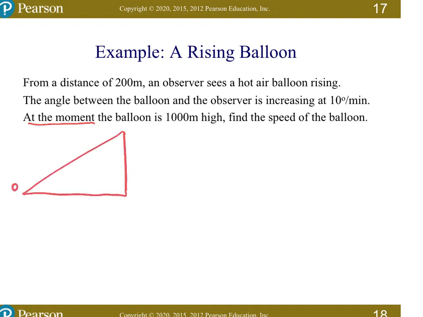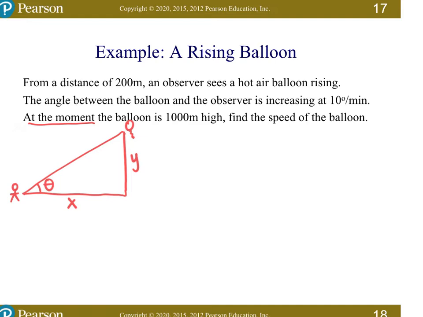All right, so I've got my person over here, 200 meters away, watching the balloon. You know what, I'm not going to use the number 200 yet. I'm going to use x. And watching the balloon up here, I'm going to use y. And they also mentioned the angle, so I need an angle. We call that the angle between the balloon and the observer, the angle of elevation.